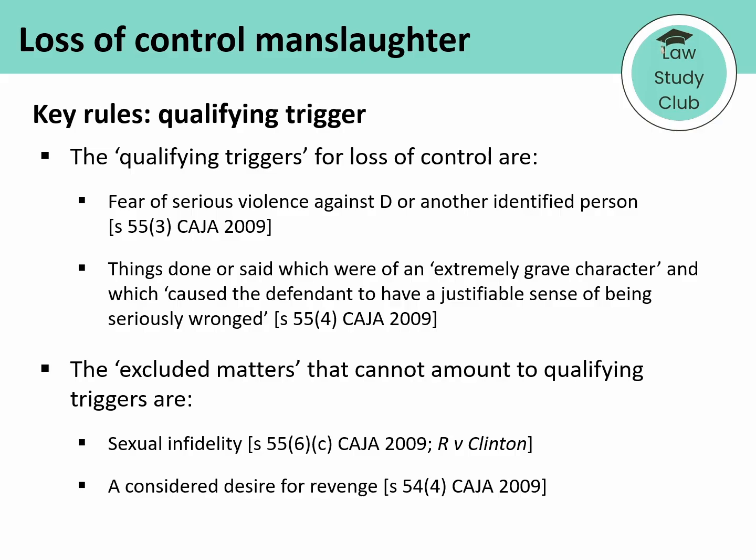Section 55 also gives us some excluded matters that cannot amount to qualifying triggers, and this is just because Parliament has decided that juries might decide these things could count, and they've decided to write into the statute that they definitely don't. So the most important one is that sexual infidelity doesn't count as a thing done or said which causes a defendant to have a justifiable sense of being seriously wronged. So sexual infidelity means cheating on a partner.